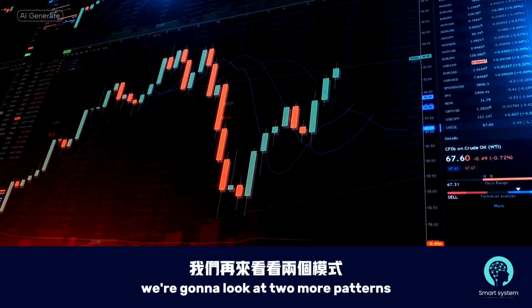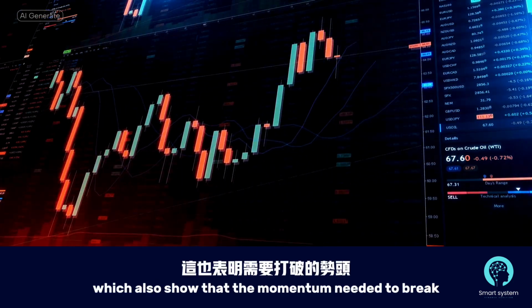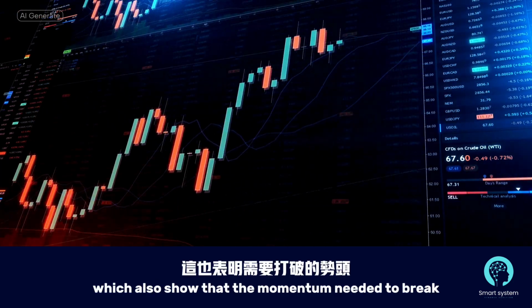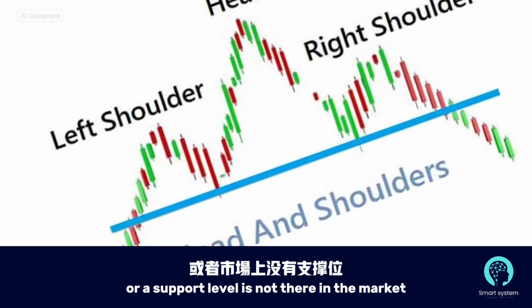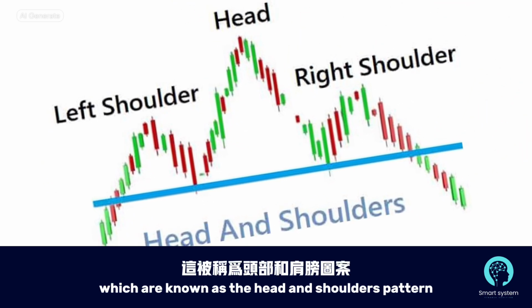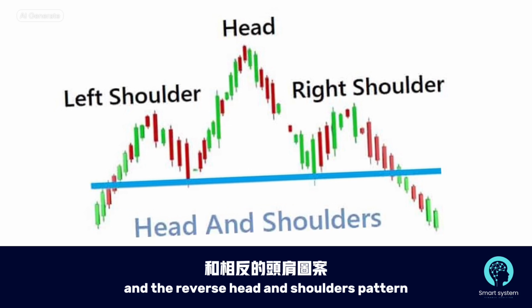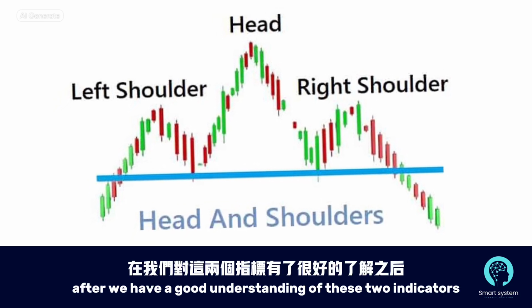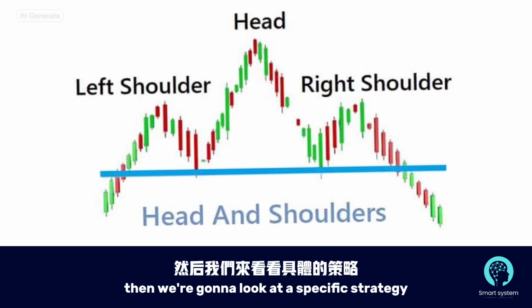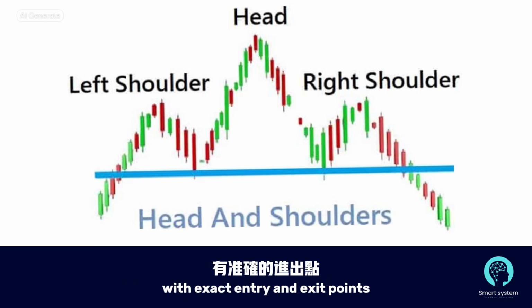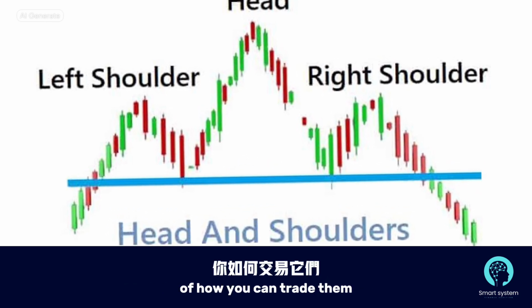In today's lesson, we're gonna look at two more patterns, which also show that the momentum needed to break a resistance level or a support level is not there in the market, which are known as the head and shoulders pattern and the reverse head and shoulders pattern. After we have a good understanding of these two indicators, then we're gonna look at a specific strategy with exact entry and exit points of how you can trade them.